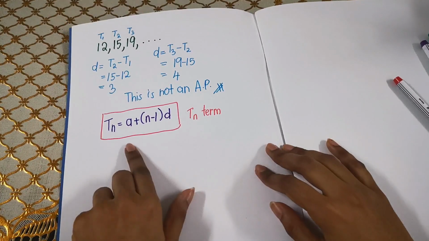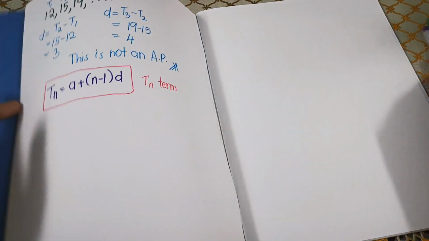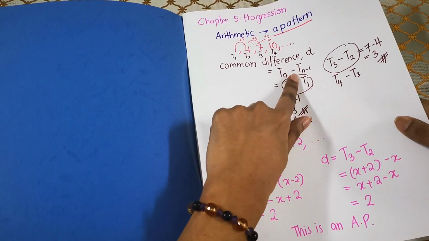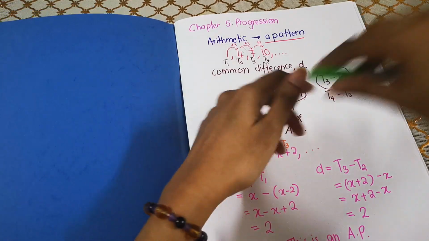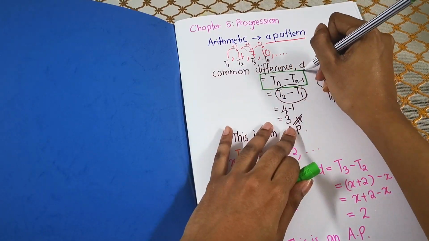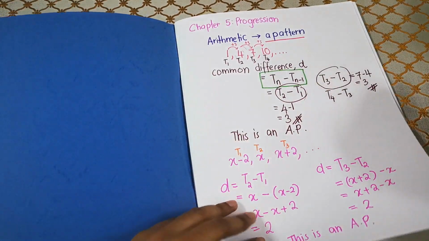Now let's look at another formula. Before this, we already learned one formula, which is to find the common difference, Tn minus Tn-1. While you are watching this video, if you are making notes, this will be your note. The first formula, Tn minus Tn-1.